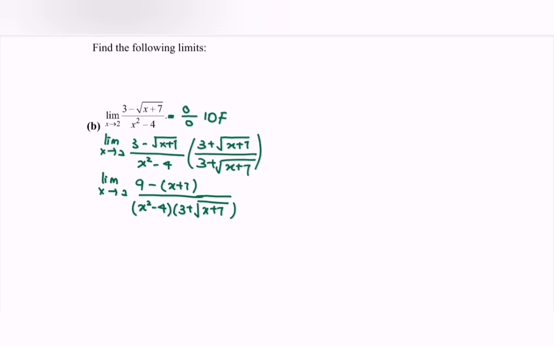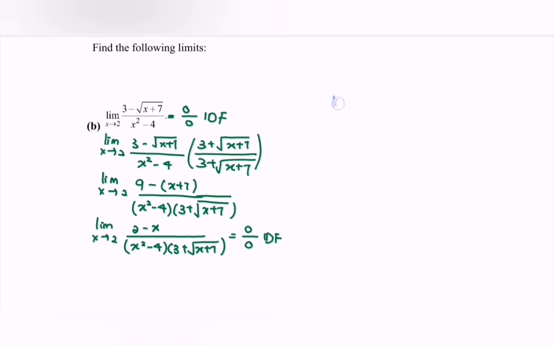If we simplify, the limit as x approaches 2, we have (2 minus x) over (x squared minus 4) multiplied by (3 plus square root of x plus 7). Again, if we substitute the value 2, we will have 0 over 0, which is the indeterminate form. Number 1, multiply by the conjugate. Number 2, factorization. Number 3, long division. For this part, my suggestion is to factorize the x squared minus 4.